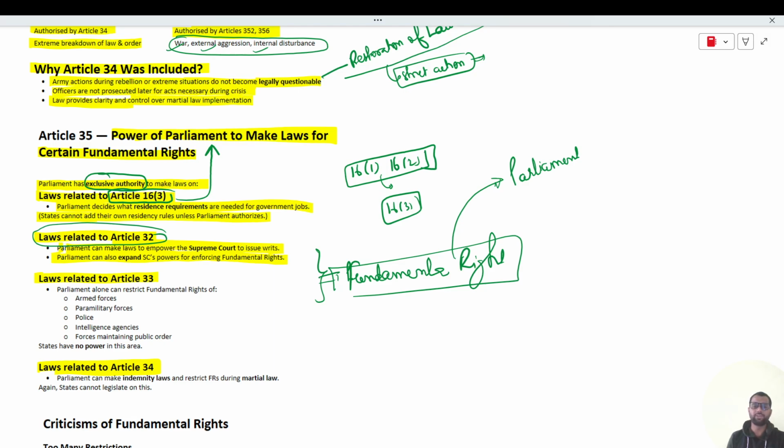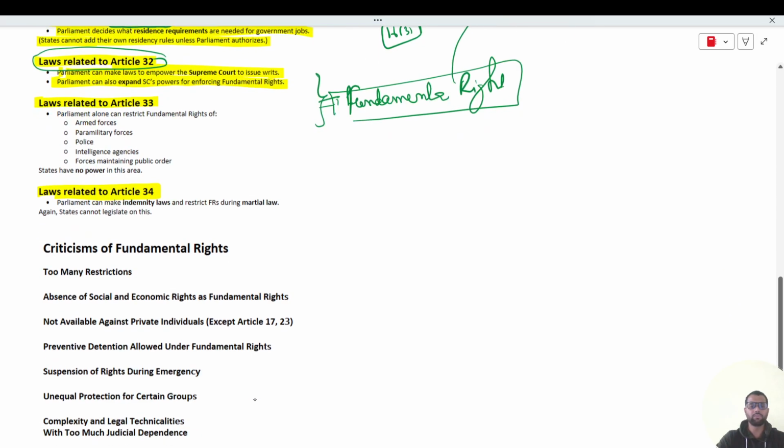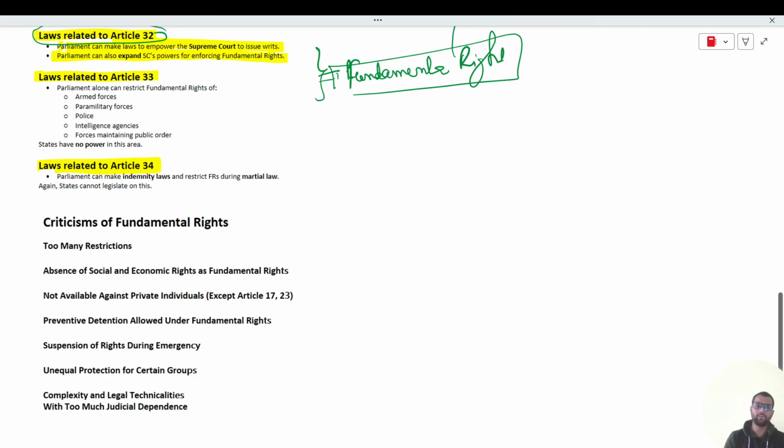There are too many restrictions associated with each of the fundamental rights, and yes, that also makes this fundamental right one of the major points for criticism. Also, there is an absence of social and economic rights. Let us see one by one what are the different criticisms of the fundamental rights. We have seen there are too many restrictions. Yes, and absence of social and economic rights in the fundamental rights.